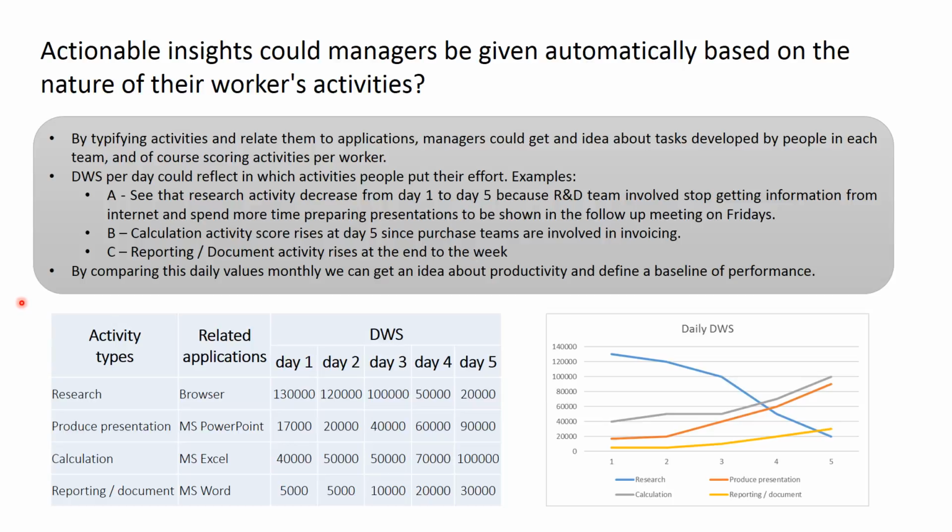At this stage, we can say that by comparing these daily values monthly, we can get an idea about productivity and define a baseline of performance. This is an important thing because we can compare daily, weekly, monthly, and define a baseline of performance for the teams and try to find out deviations or corrections that we have to implement to improve the team productivity.